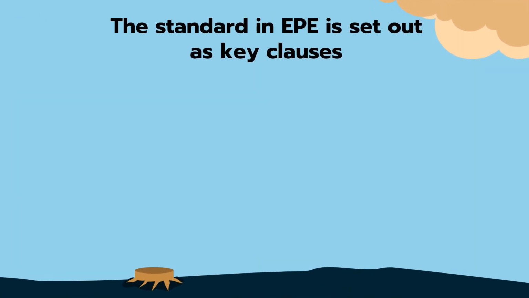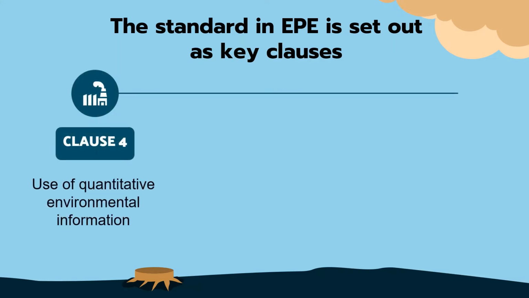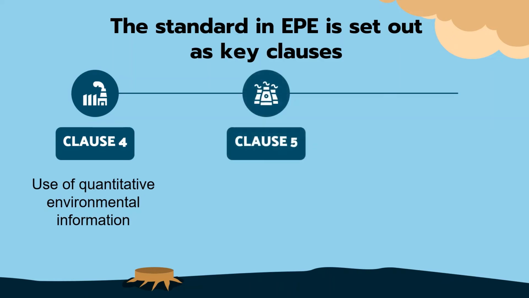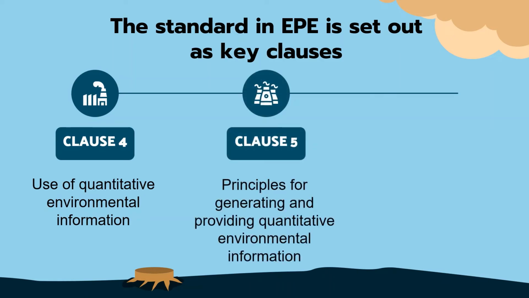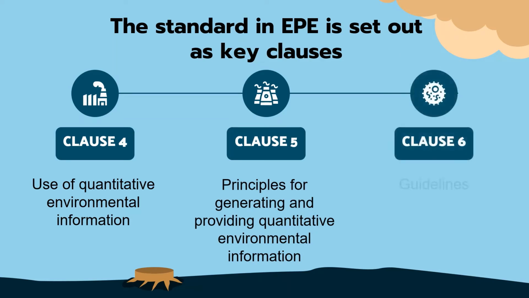What is the standard in EPE? The standard in EPE is set out as key clauses. There are 3 clauses in the standard of EPE. First, Clause 4, which is to use quantitative environmental information. Second, Clause 5 is for principles in generating and providing quantitative environmental information. And the last clause is Clause 6, which is guidelines.